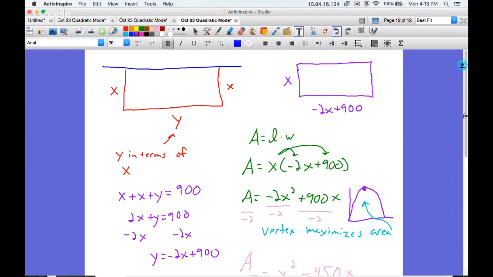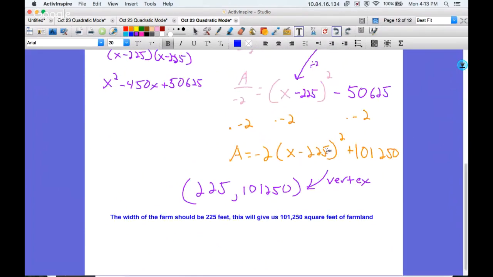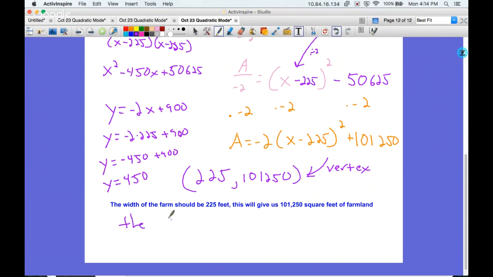But we've got this expression. We already figured out y in terms of x. So we'll just use that expression, negative 2x plus 900. So if y equals negative 2x plus 900, y is going to equal negative 2 times 225 plus 900. Y equals negative 450 plus 900. Y equals 450. So the length would be 450 feet.